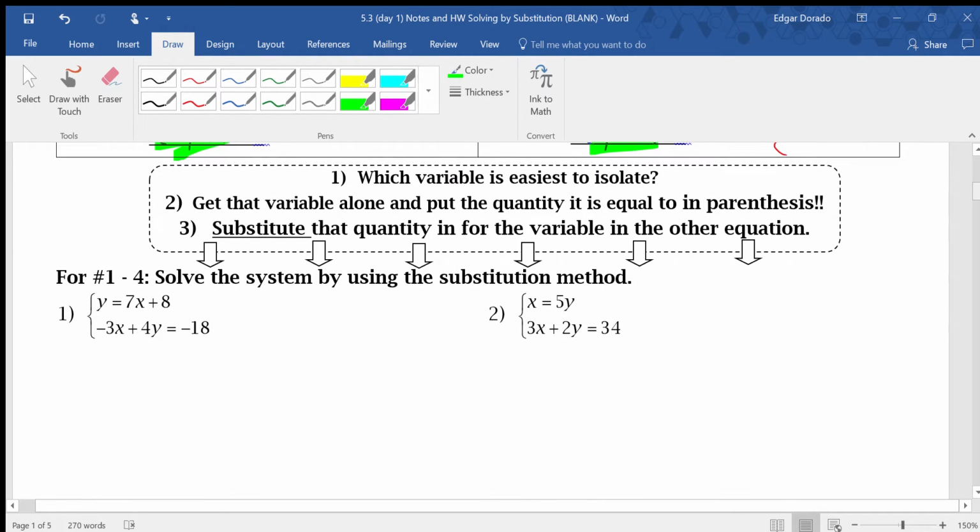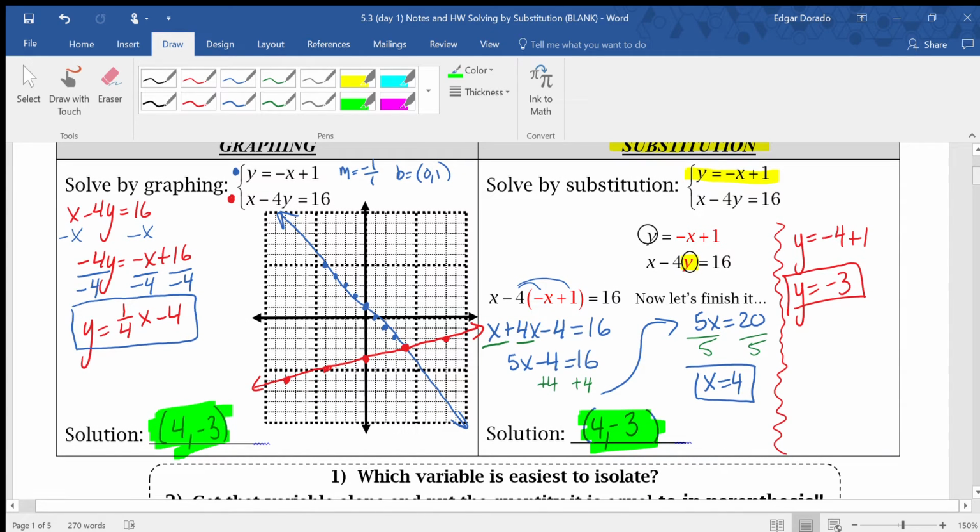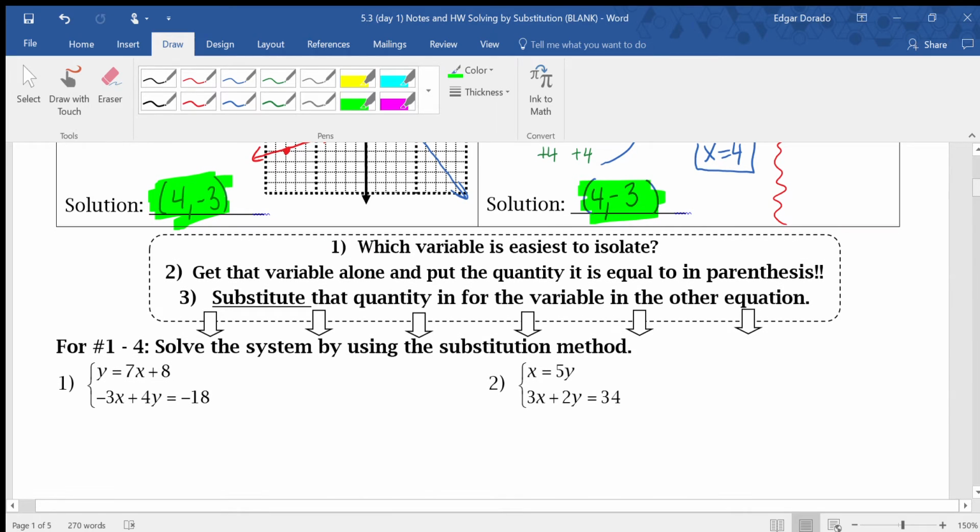So what we did here is this. We figured out which variable was easiest to isolate. If we notice in our original problem, the y was already all by itself. It already gave us y equals something. The bottom equation wouldn't really work because it says x minus 4y equals 16. The thing that's all by itself is a number, not a variable. So that's why we chose the original top equation, y equals -x plus 1.